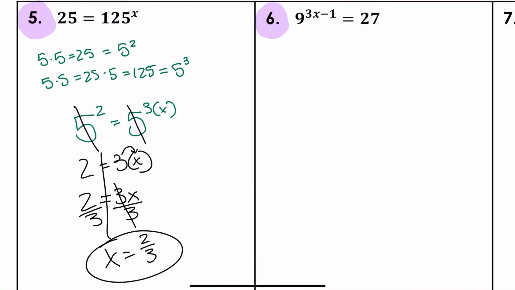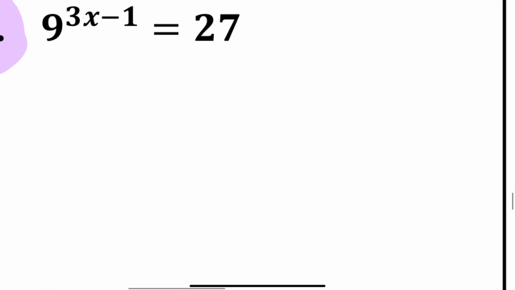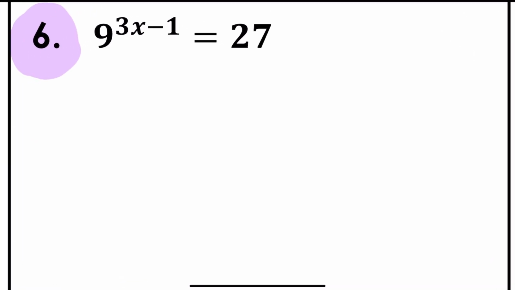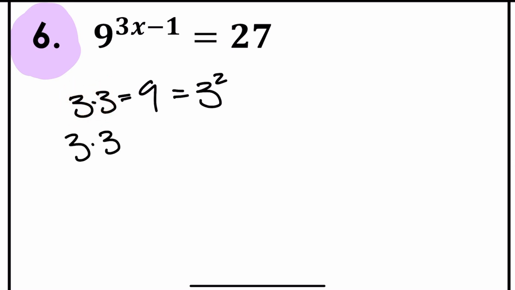That is number 5. So let's try number 6. Both of the bases have to change. Looking at these two, I have a 9 and a 27. My gut is telling me that 3 will go into both of these numbers. So let's figure out how many 3s it takes us to get to 9 and how many 3s it takes us to get to 27. 3 times 3, that's 9. We're already there. So that is going to be 3 to the second power because we took two 3s to get there. Now let's find 27.